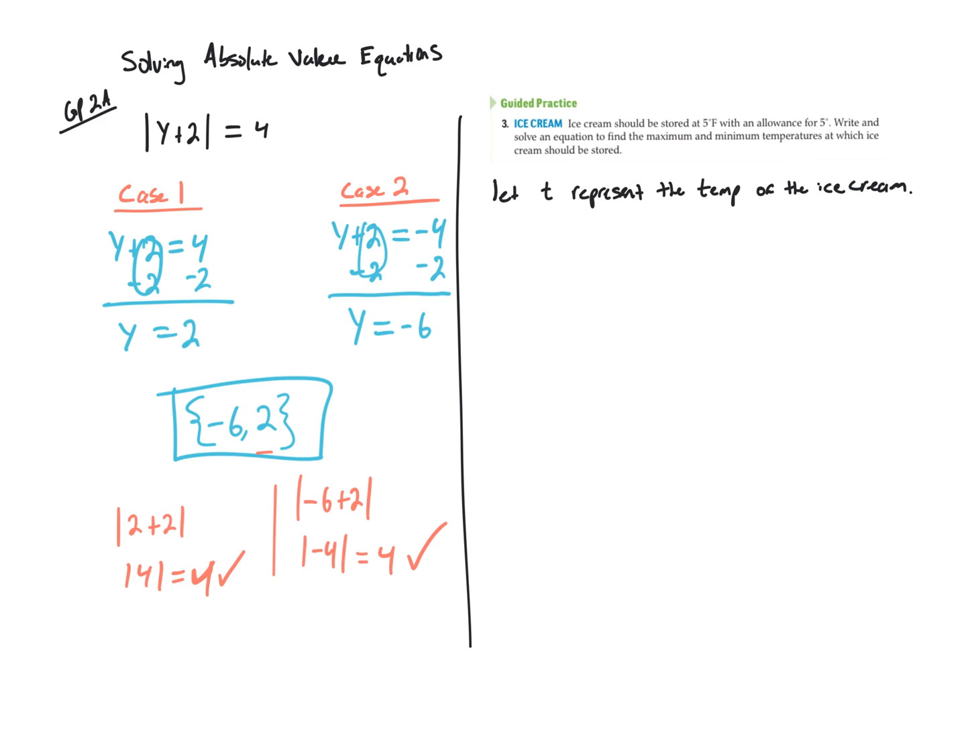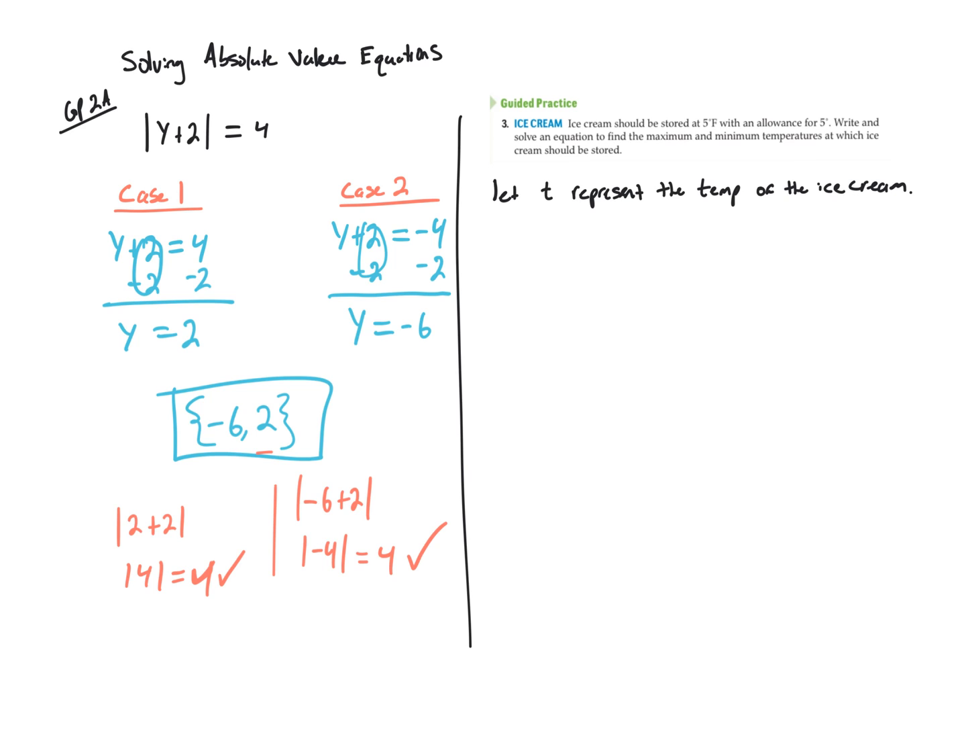Should be stored at 5 degrees Fahrenheit with allowance for 5 degrees. Allowance for 5 degrees means that it can either go up 5 degrees from there or down 5 degrees from there. So it says write and solve an equation to find the maximum and minimum temperatures at which ice cream should be stored.